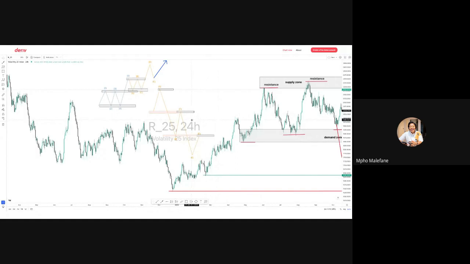Now, as you can see, this was resistance, this was support, resistance, support, resistance, support. Now, when the price of the market broke this support, as you can see, it broke this support bearishly. It came forward, a retest.